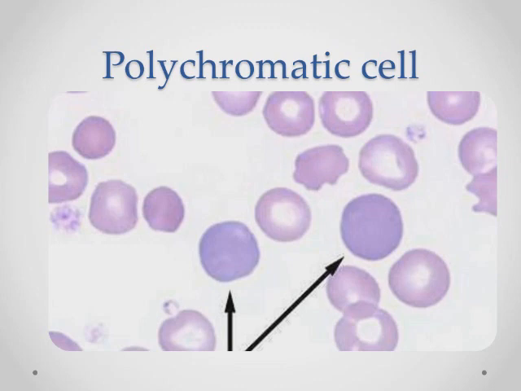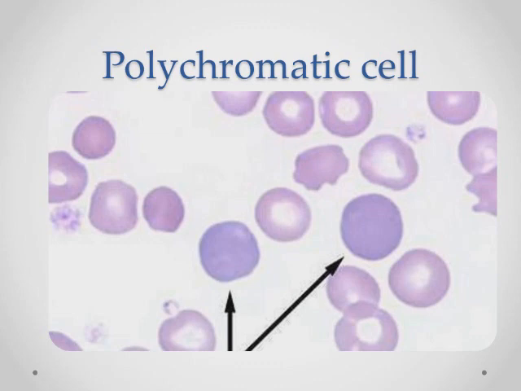This cell is slightly larger than the normal red blood cells, larger by about 20 to 25%. And there is another difference: here there is some central hypochromia, but here there is no hypochromia. Here it is fully hemoglobinized, which makes it slightly darker than this cell. So this cell is larger and darker. What is this cell called? It is called polychromatic cells.